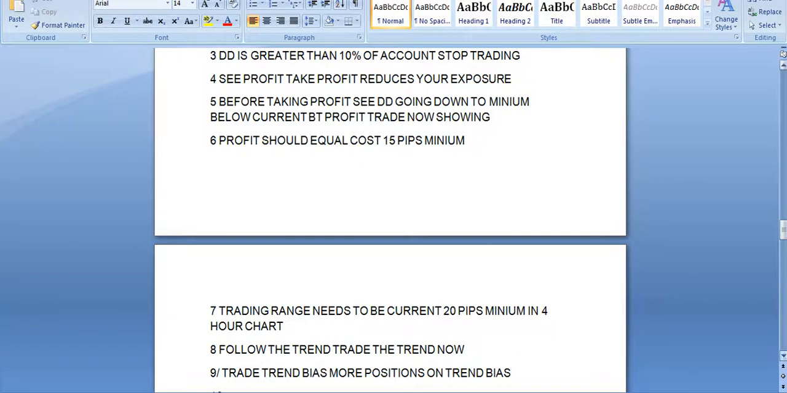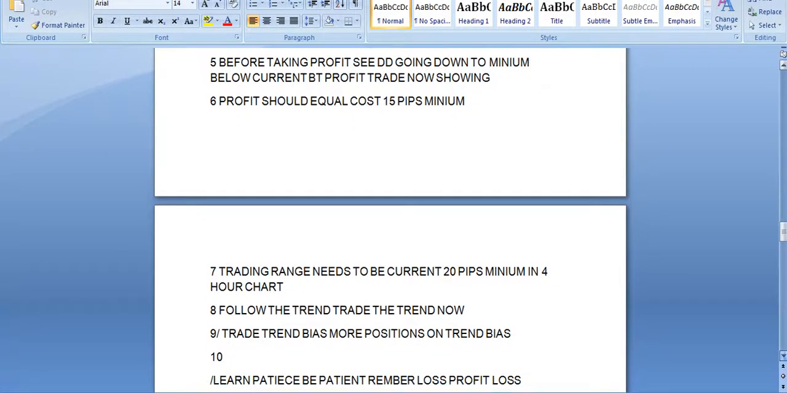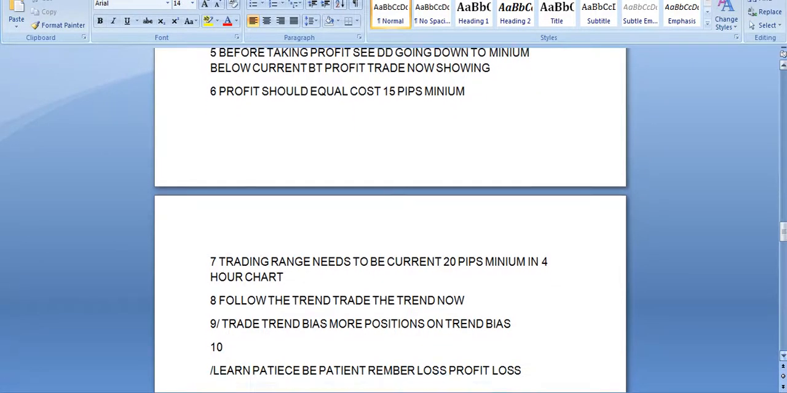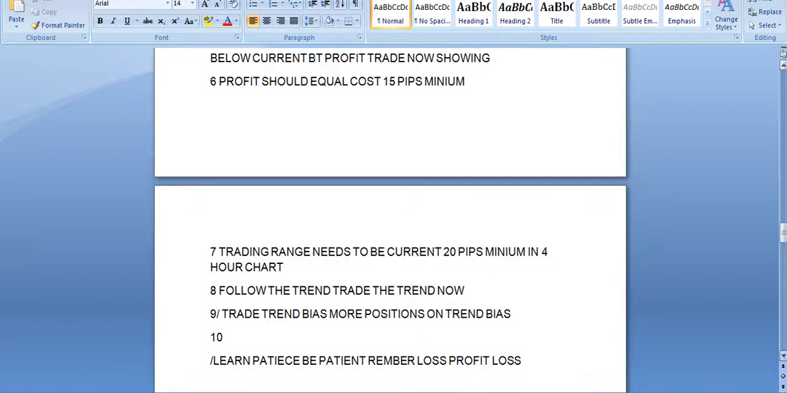So we talk about trend bias. Follow the trend. Trade the trend. Learn patience. Be patient. Remember, the profit and loss just keeps going in a circle. You can wait. Don't be greedy. Don't be afraid of the normal profit loss cycle. The circle of trading exists in the Forex.